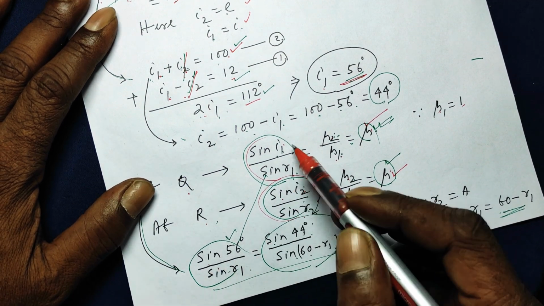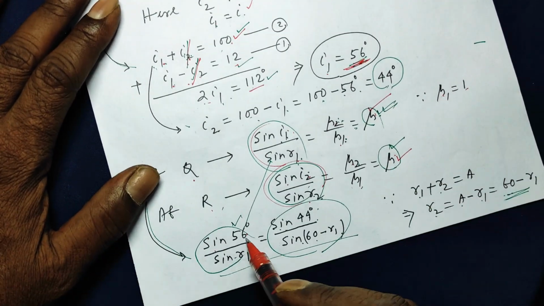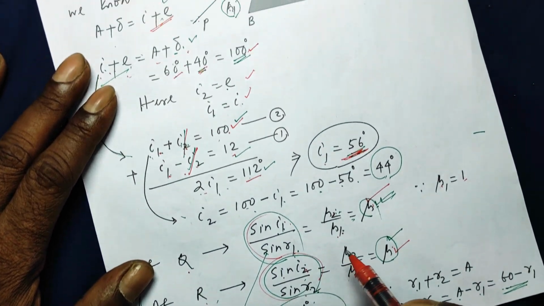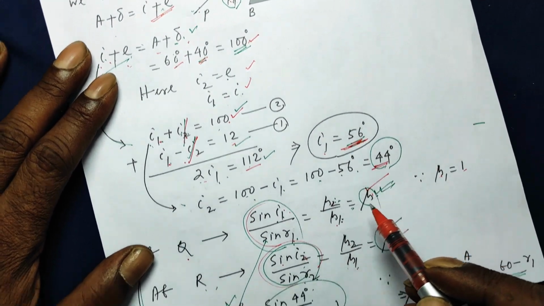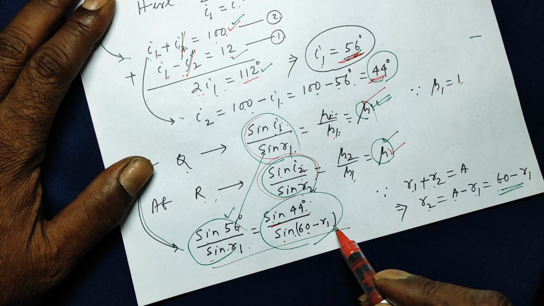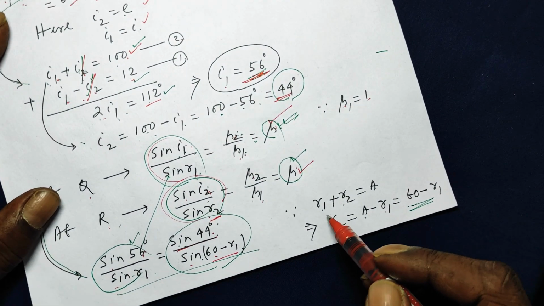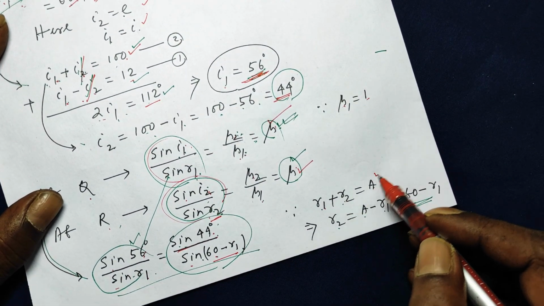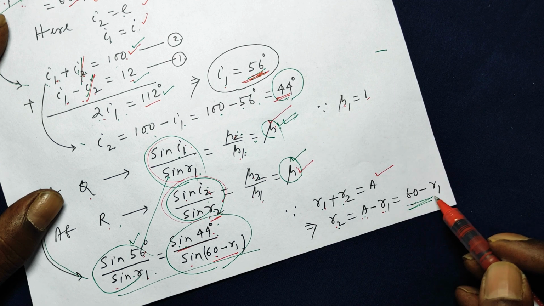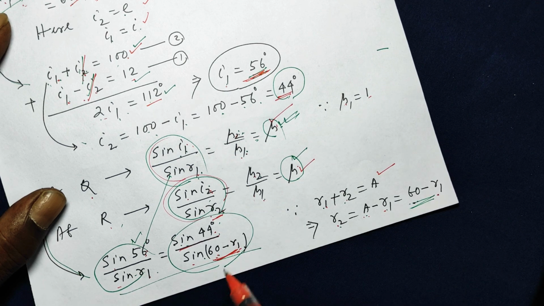So sin I1, which I just calculated as 56 degree, put it here. Sin R1 I don't know. Now I2 is also calculated as 44 degrees, so I put it here, sin 44 over sin of 60 minus R1. How R2 is equal to 60 minus R1 is visible from here, because R1 plus R2 is always equal to A, so R2 is equal to A minus R1. A is given as 60, so for R2 I substitute 60 minus R1.